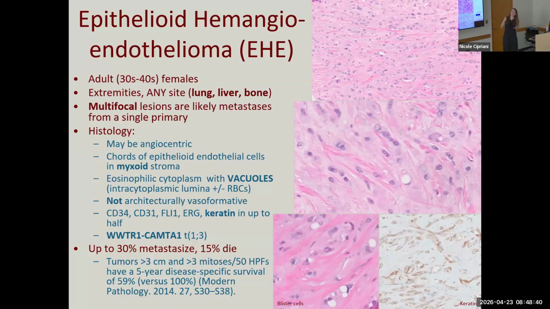Like many epithelioid soft tissue tumors, these can have keratin, right? So when you think about which mesenchymal tumors can express keratin, it's usually those that are epithelioid, that have some kind of mesenchymal to epithelioid transition, such as this. They should retain your markers of endothelial differentiation. WWTR1-CAMTA1 is the most common fusion. They can be multifocal, they can be metastatic, and have some prognostic indicators here.